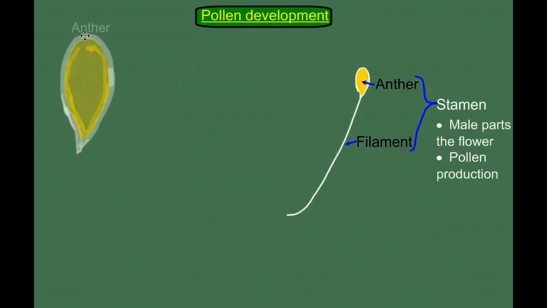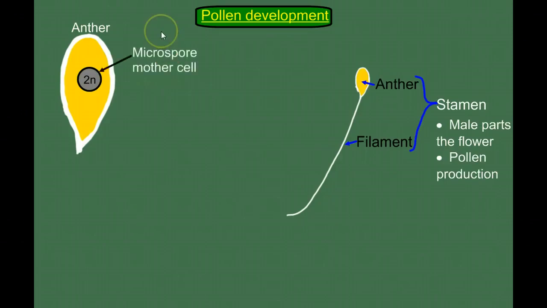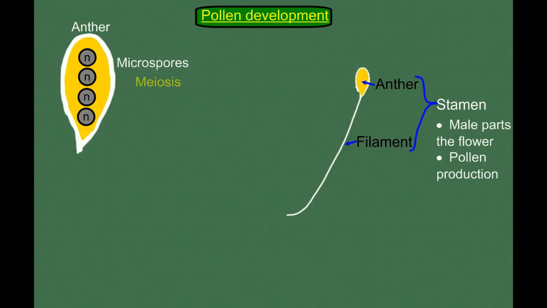If we look inside the anther, we see diploid cells. Remember, when you're looking at a flowering plant, you're seeing the sporophyte generation, or the diploid generation. These cells inside the anther are called microspore mother cells. They're not spores, they're the mother cell to spores, specifically the microspores. So to become a haploid spore, we have to undergo meiosis. And inside the anther then we build microspores.